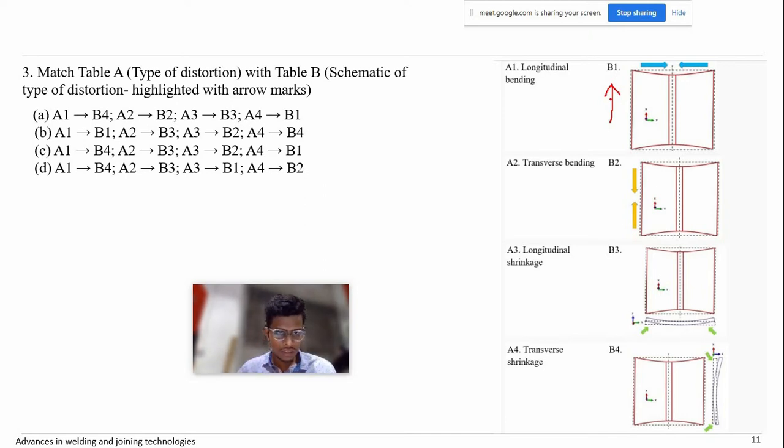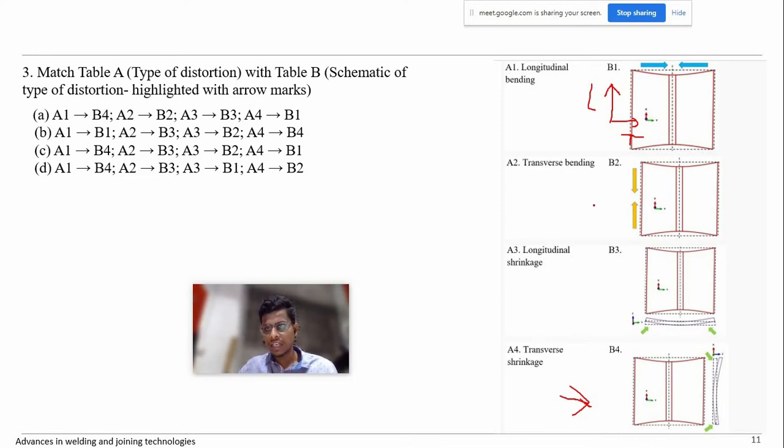I think some issue is there in the internet. Anyhow, okay. So suppose this is the welding direction, then this is the longitudinal direction. Then the other direction will be the transverse direction. So this is L, this is T.